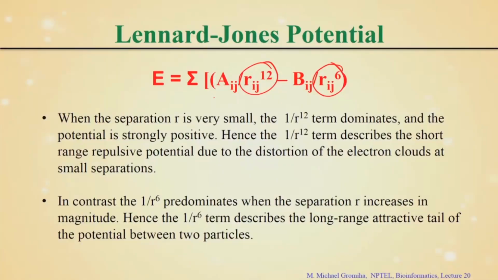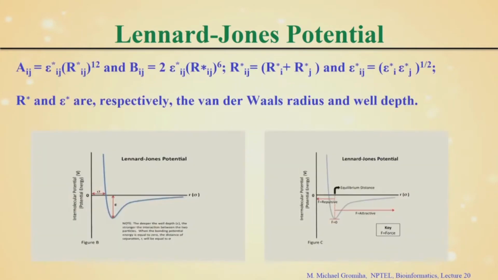Here we have two constants, Aij and Bij. Aij and Bij depend upon the van der Waals radius and well depth. What is the van der Waals radius and van der Waals well depth? As we discussed, it is a combination of attractive and repulsive forces, so we get a graph like this, and you can see this is the depth. From here, at the equilibrium distance, you get the well depth. At this particular distance r, we have the highest attractive interactions. This r is called the van der Waals radius.